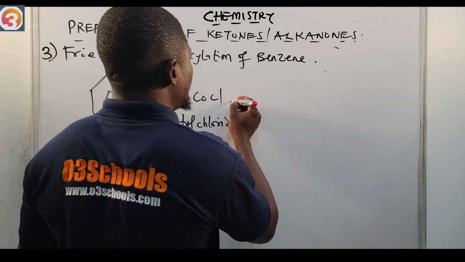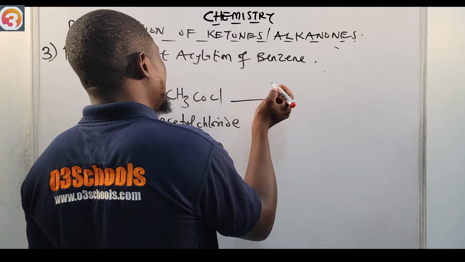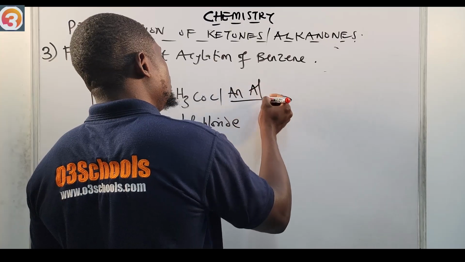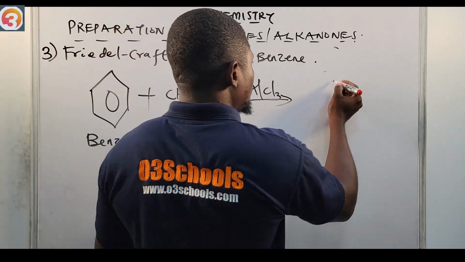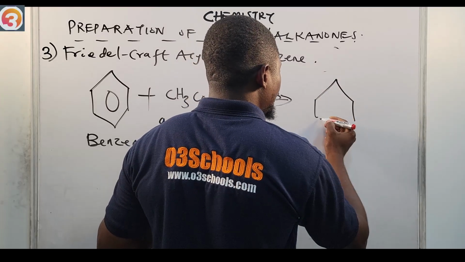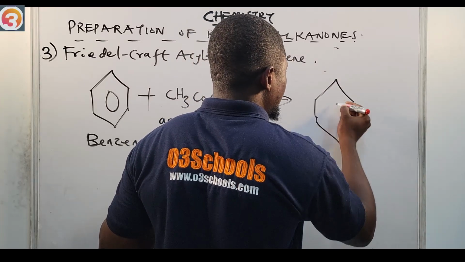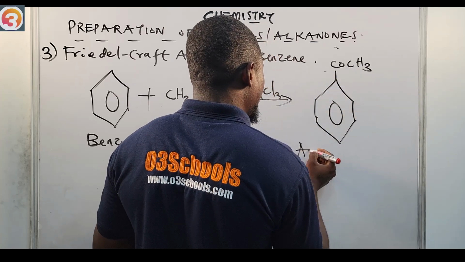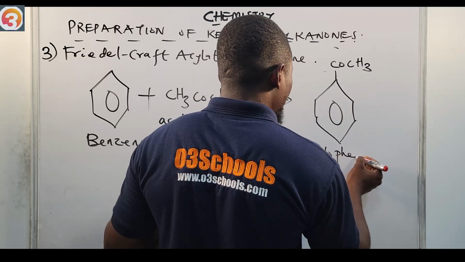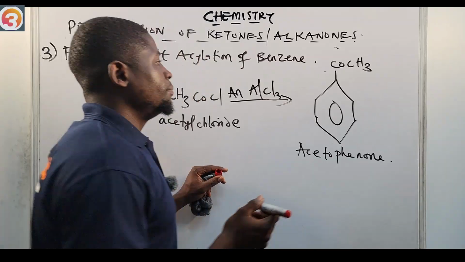Okay, so this will give us what now? In the presence of anhydrous aluminium chloride, what will it give to us? It is acetophenone. So I'm going to have our benzene ring, then like this, COCH3. This one is called acetophenone. Okay, so please take note of that.